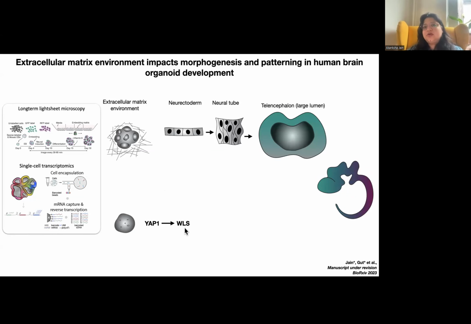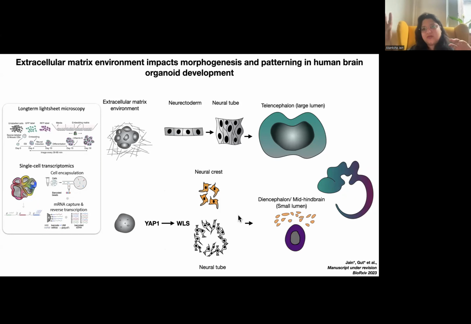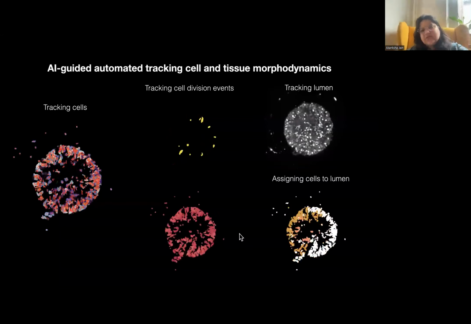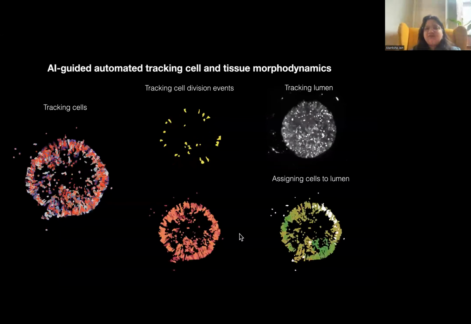This YAP1 is also upregulating Wintless expression, and now it starts patterning to different regions of the developing neural tube. So now a lot of neural crest, but also a lot of diencephalon and mid-hindbrain regions start coming up in the organoid. So this is just a little bit of a teaser of where these kinds of projects go next.